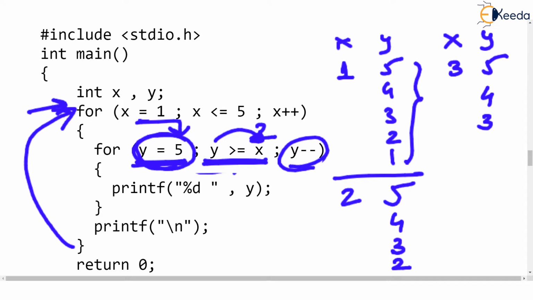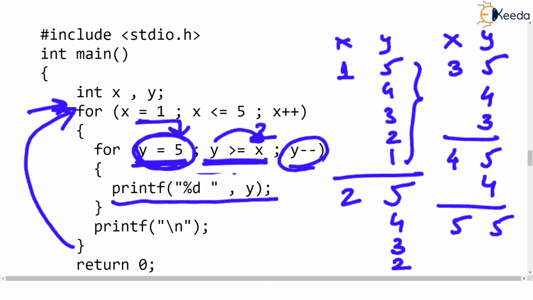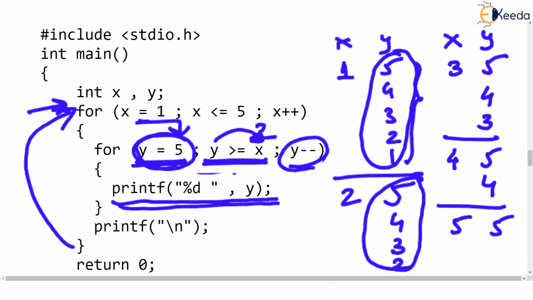correct? Then when x becomes 4, y will become 5 4, and finally when x becomes 5, y will be 5 to 5. Observe. And what we are doing is we are simply printing values of y. So first line will print 5 4 3 2 1, second line will print 5 4 3 2. Third line is 5 4 3. Next line is 5 4. And last line is 5.